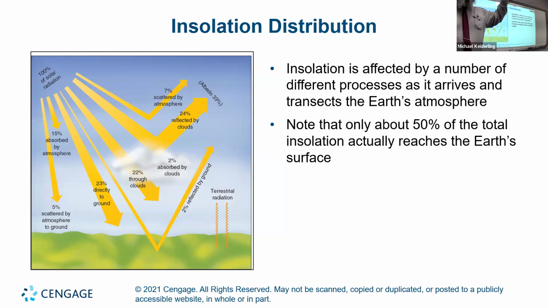The Earth has an albedo of about 33%. So about 33% of the incoming light gets reflected back. About 2% is absorbed by clouds. About 22% passes through the clouds. About 15% is just absorbed by the atmosphere. About 5% is scattered by the atmosphere to the ground. And about 23% goes directly to the ground.